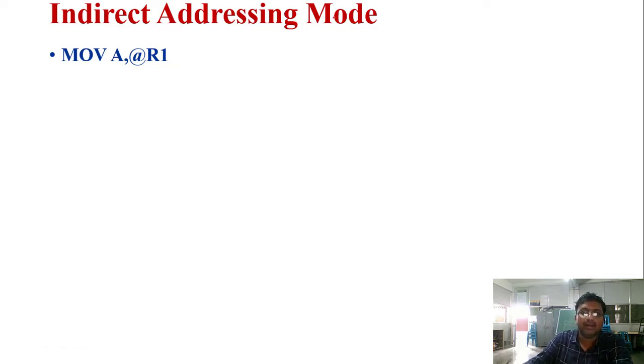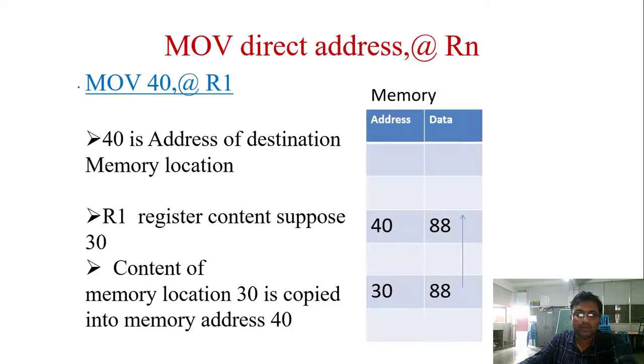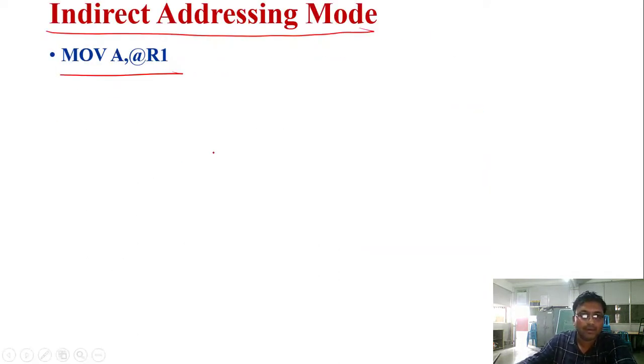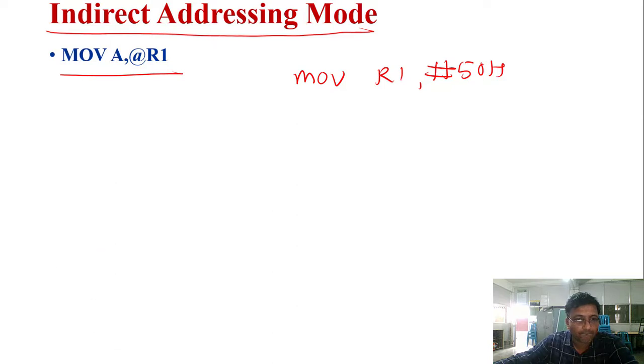Next is the indirect addressing mode. Here we specify the memory address indirectly using this. Here is an example, move A comma @R1. What will it do? Suppose I write these instructions. First, move R1 comma hash 50h. The second instruction I am writing is move A comma @R1.